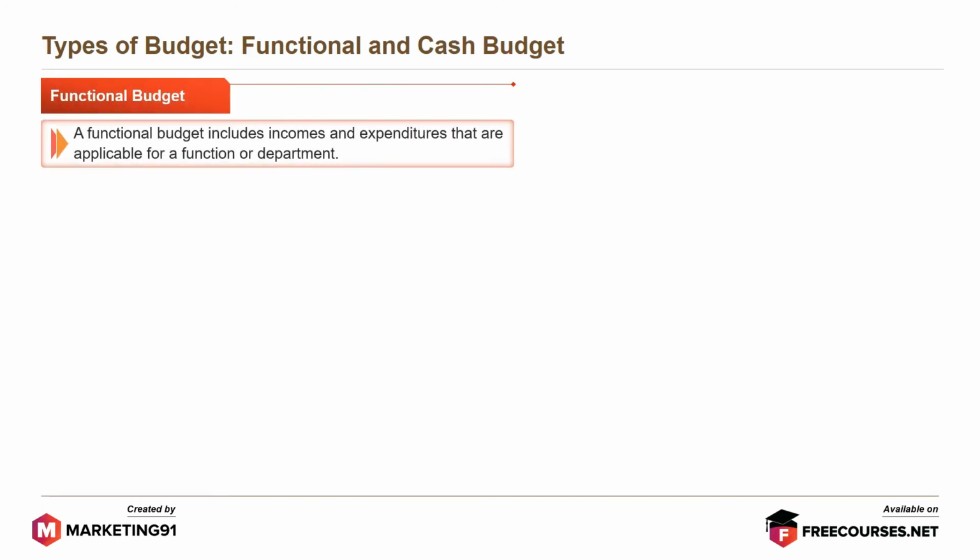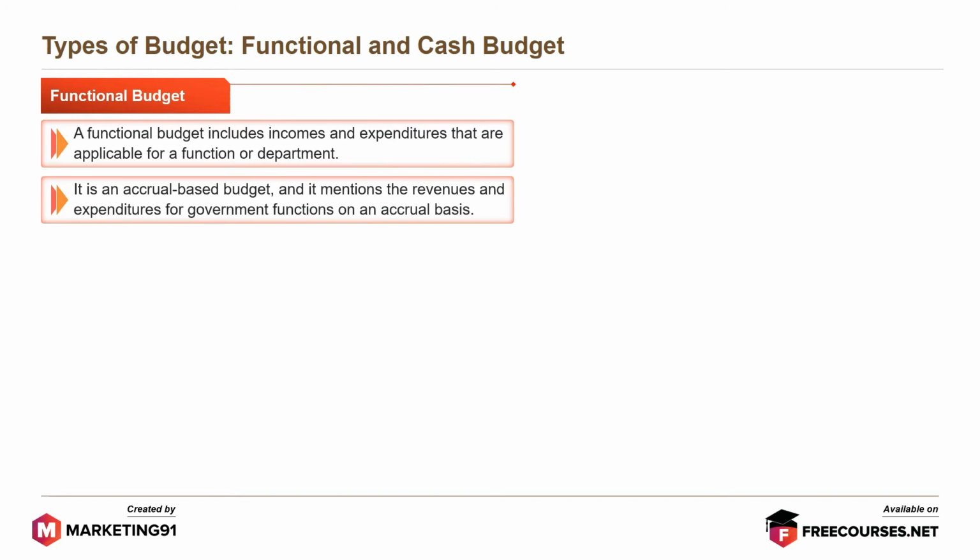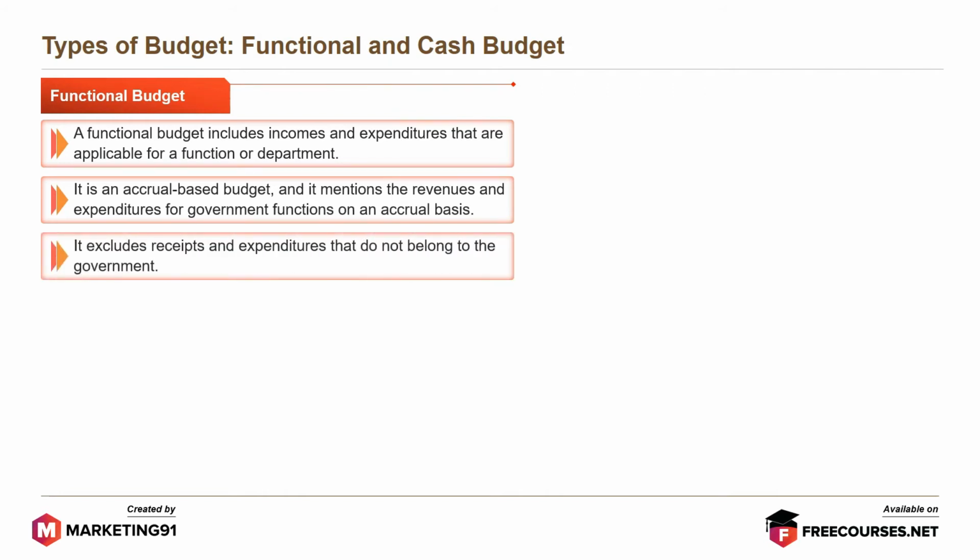Functional and cash budget. A functional budget includes incomes and expenditures that are applicable for a function or department. It is an accrual-based budget and it mentions the revenues and expenditures for government functions on an accrual basis. It excludes receipts and expenditures that do not belong to the government.